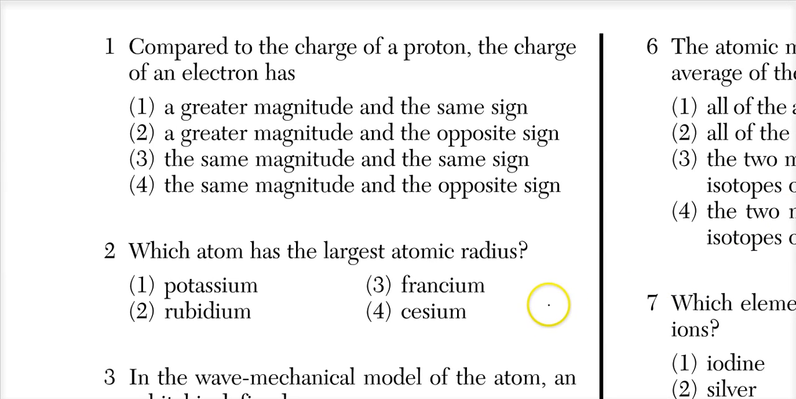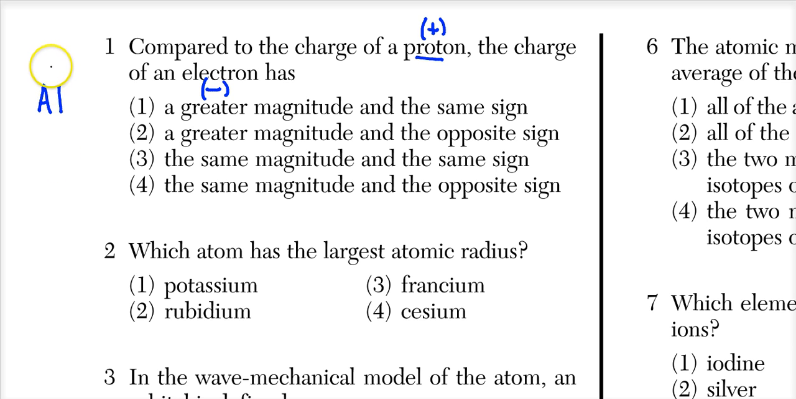Compared to the charge of a proton, the charge of an electron has. These choices are about the size of the charge. Now you probably already know that an electron is negatively charged and a proton is positively charged, and the number of protons and electrons are equal in atoms that are basically always neutral. For instance, if I was to have aluminum, we say aluminum is an atom, and you say atom, I say neutral. Neutral. You say atom, neutral. It's like a dance party.